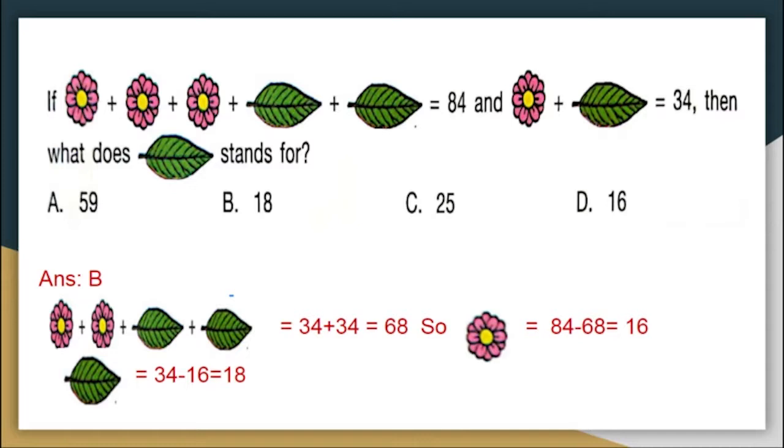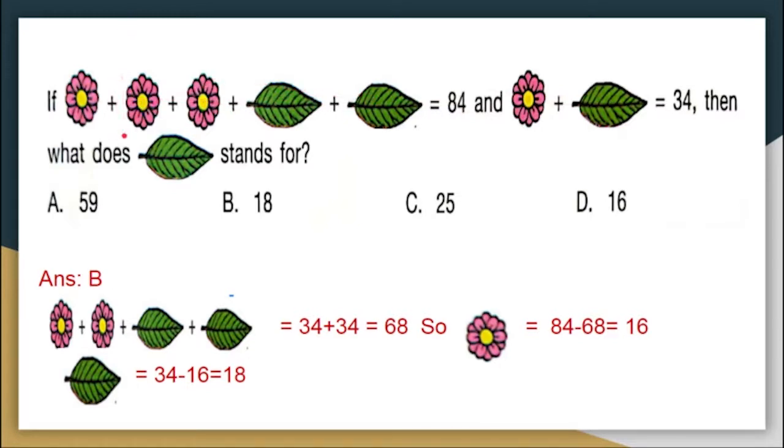So let us look at this question. What is given here? 3 flowers plus 2 leaves is equal to 84 and 1 flower plus 1 leaf is equal to 34, and you have to find out the value of leaf. So when I know that 3 flowers plus 2 leaves is equal to 84, for now let us just remove this 1 flower, keep it aside. If I keep this flower aside, now I have 2 flowers and 2 leaves. I know that the value of 1 flower plus 1 leaf is 34. So what is the value of 2 flowers plus 2 leaves?